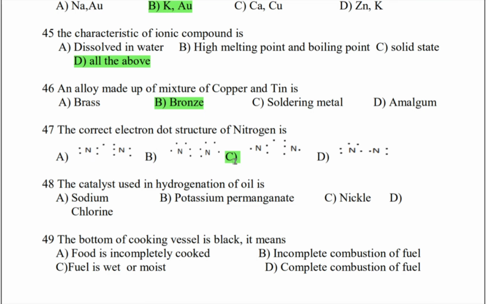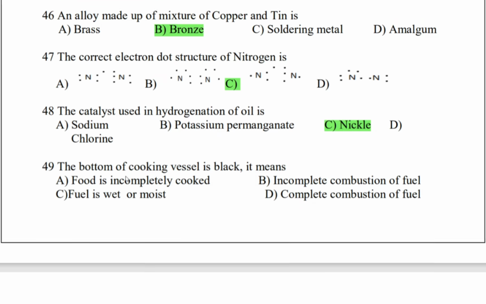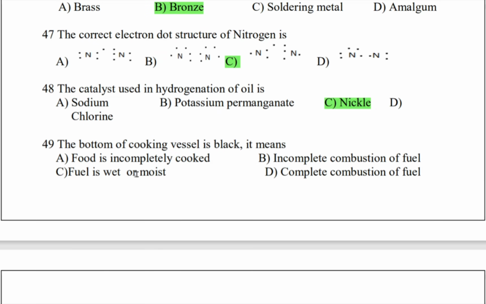its compounds. The correct answer is option C. It shares 3 electrons. Therefore, the correct answer is option C. Next question. The catalyst used in hydrogenation of oil is nickel. Next question. The bottom of the cooking vessel is black. It represents incomplete combustion of fuel.